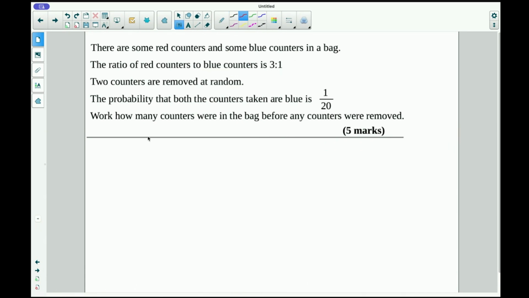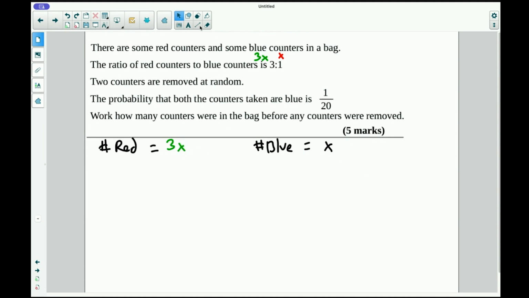So we can start off by simply writing that the number of blue counters is just going to be x. Because we can see here that one part we can represent as x, and we're going to compare this to three parts, which is going to be red. So x counters are going to be blue, and 3 times the number of blue is simply 3x. Okay, so hopefully that part makes sense, just using our ratio here.